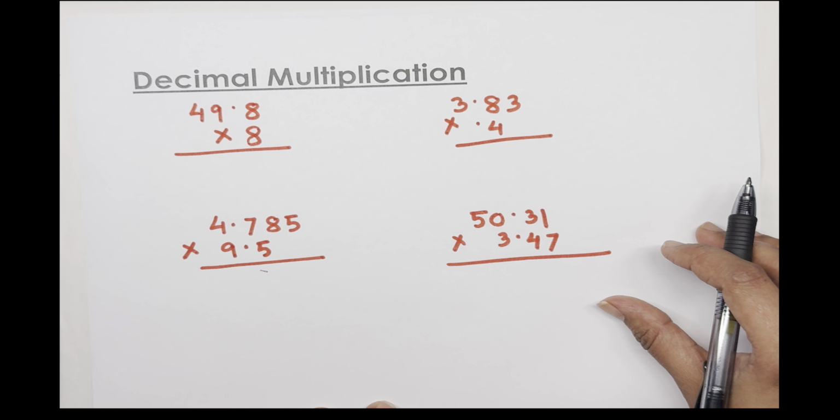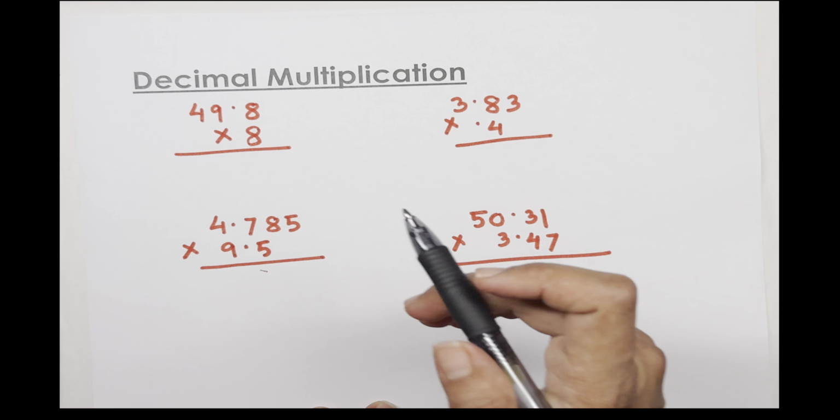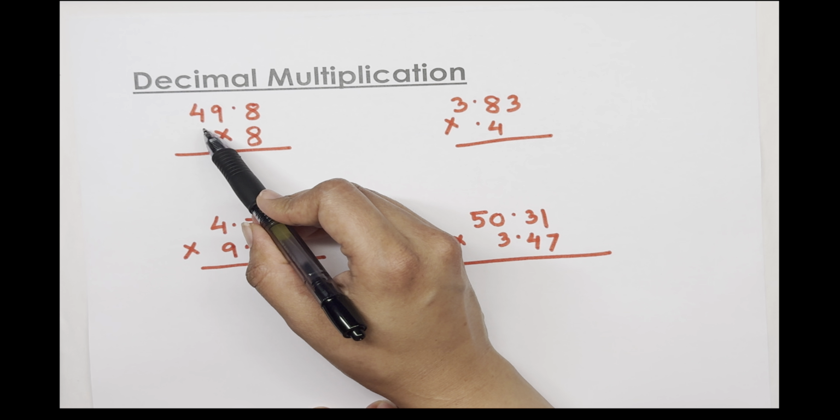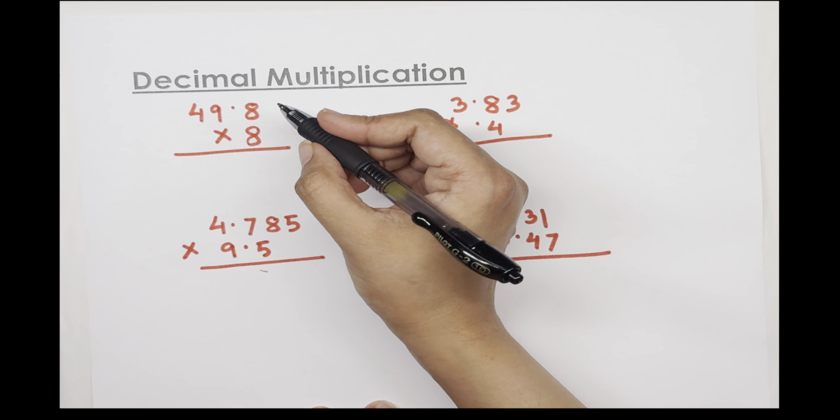Today we are going to learn decimal multiplication. So let's get started. The first example that I have is 49.8 multiplied by 8. First, just forget about the decimal. We have to multiply 498 into 8. So let's do this.